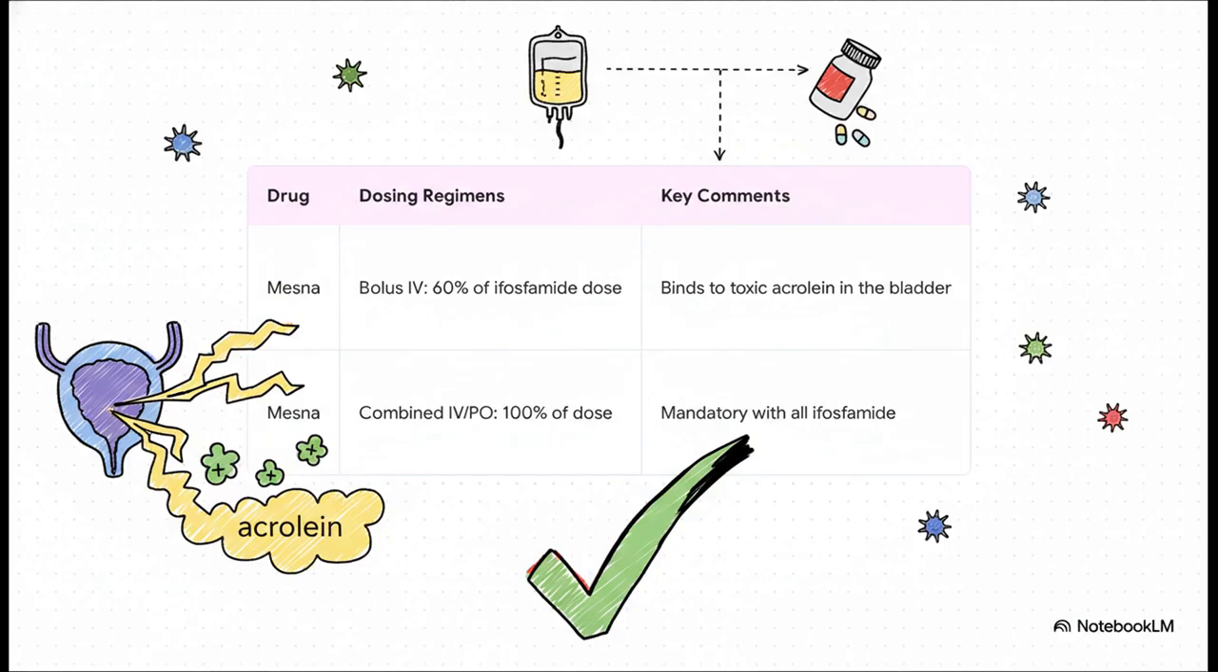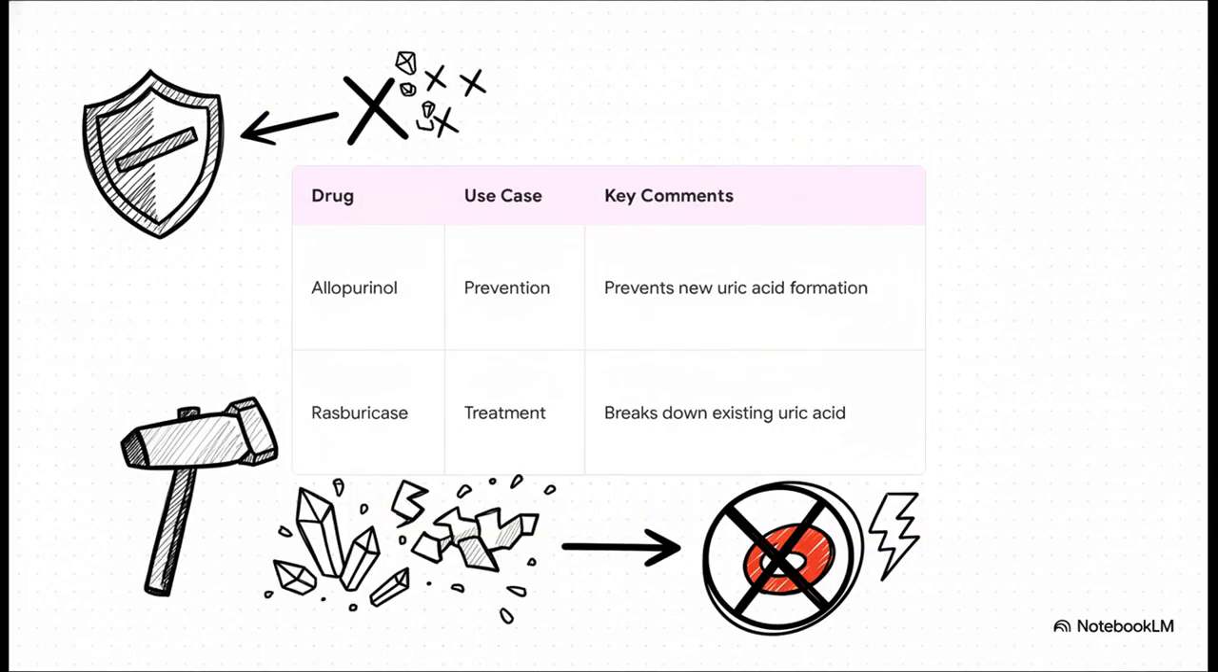Remember Mesna. It is the absolute must-have antidote for preventing hemorrhagic cystitis from ifosfamide. It concentrates right in the bladder to neutralize that toxic metabolite, acrolein. And remember, it's mandatory with every single ifosfamide dose, and there are a bunch of different IV and oral dosing protocols out there. Okay, tumor lysis syndrome.